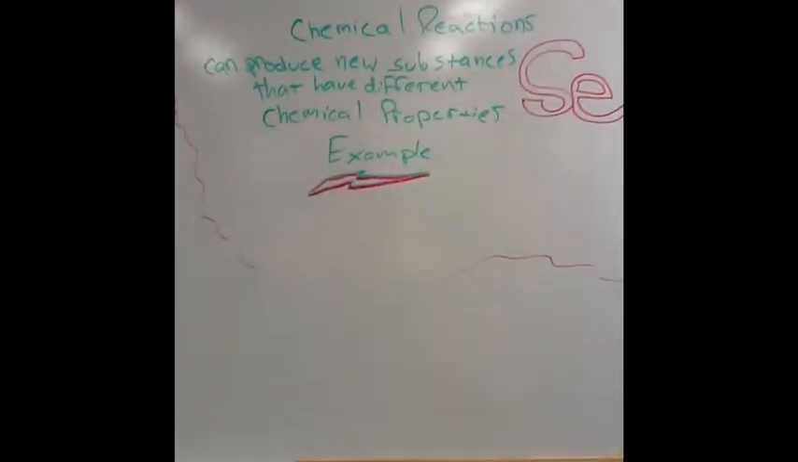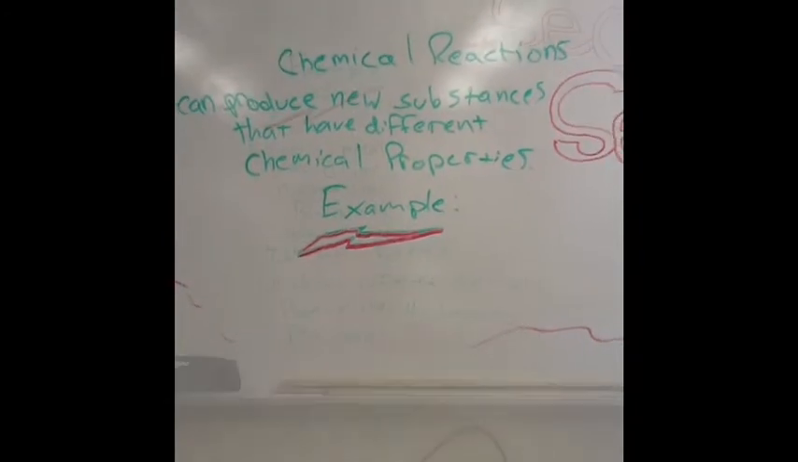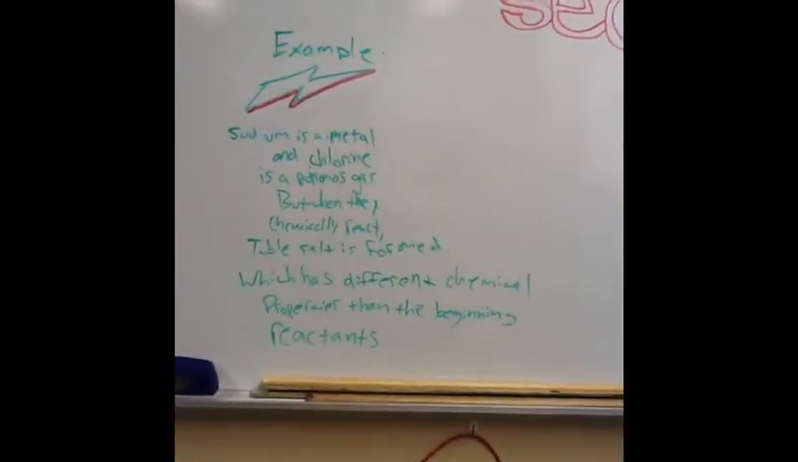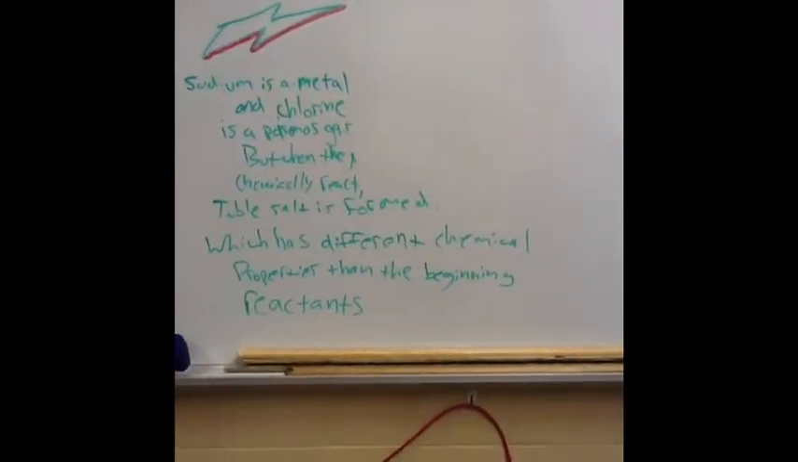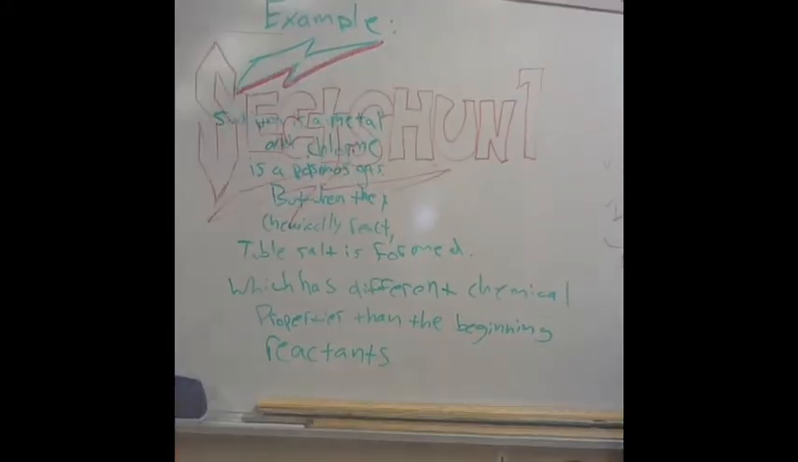Section 1. Chemical reactions can produce new substances that have different chemical properties. Example: sodium is a metal and chlorine is a poisonous gas, but when they chemically react, table salt is formed, which has different chemical properties than the beginning reactants.